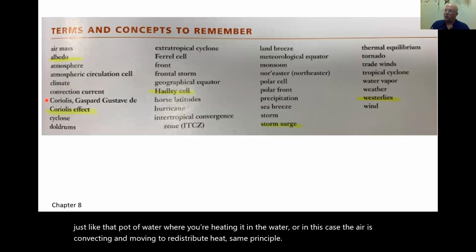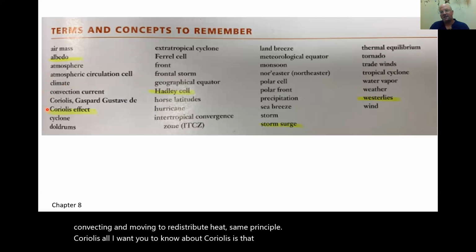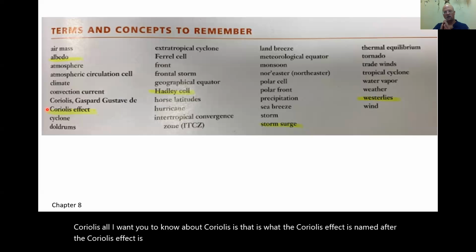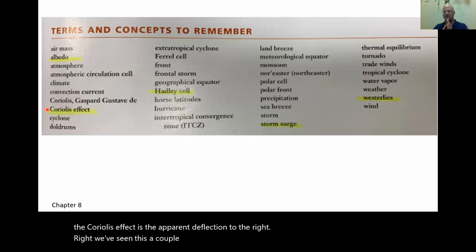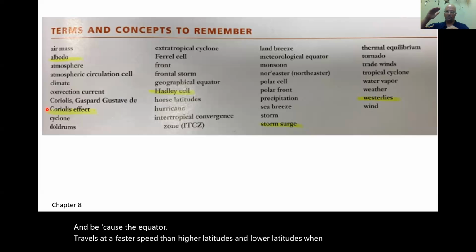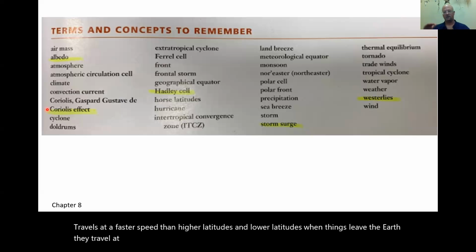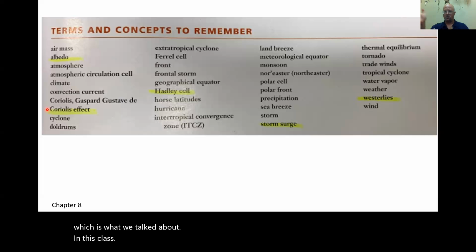Coriolis, all I want you to know about Coriolis is that is what the Coriolis effect is named after, right? The Coriolis effect is the apparent deflection to the right. We've seen this a couple times already in this class. So the Coriolis effect is because the Earth is moving, and because the equator travels at a faster speed than higher latitudes and lower latitudes. When things leave the Earth, they travel at the speed from where they left, right? So in the Northern Hemisphere, which is what we talk about in this class, things are deflected to the right. In the Southern Hemisphere, they're deflected to the left.